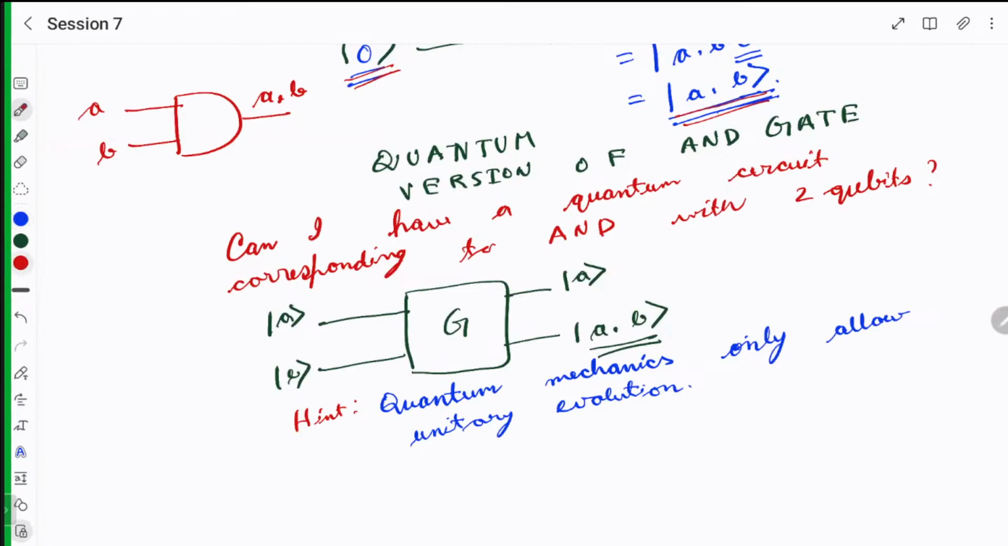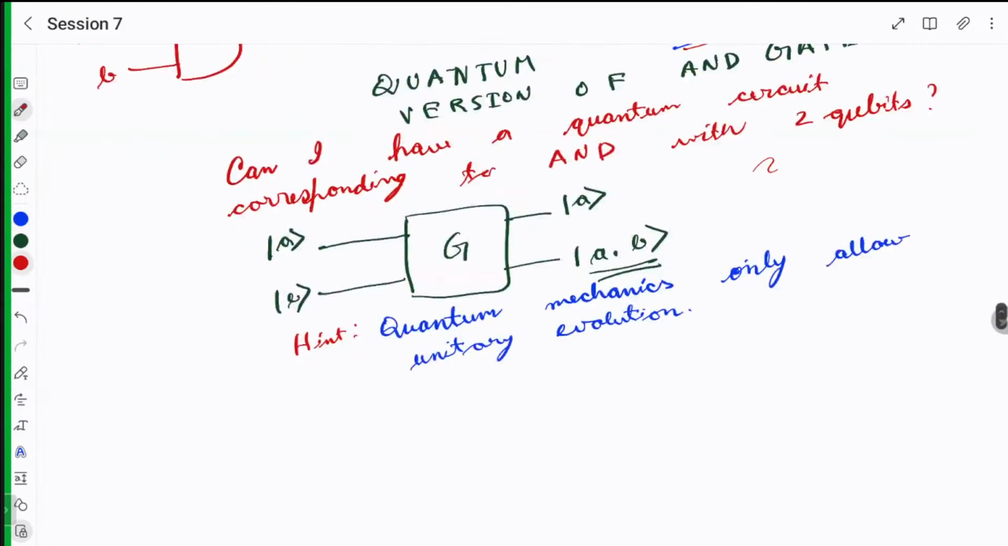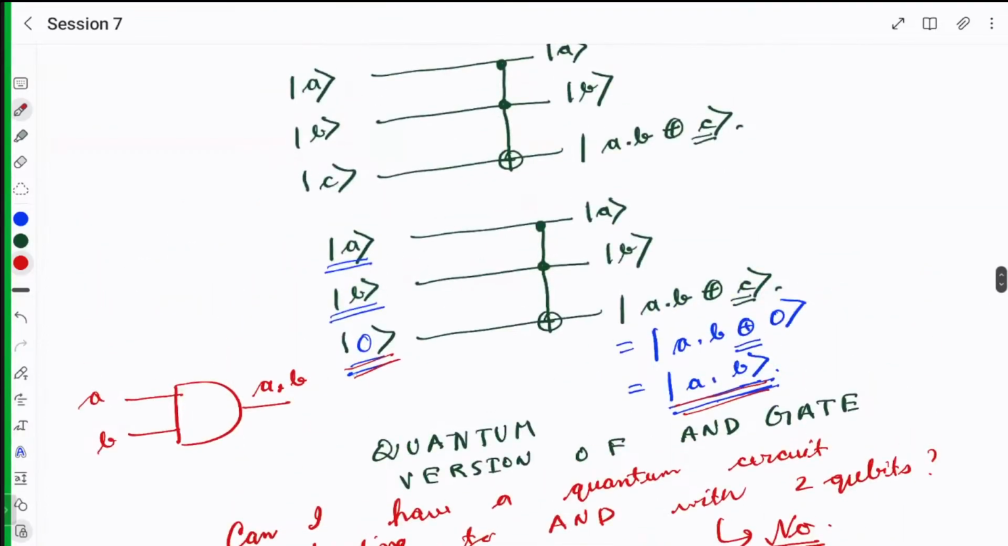Okay, let me say that the answer is no. You cannot have a quantum circuit corresponding to AND with two qubits. Now, given that I have said that the answer is no, can you guess the reason why you cannot have this? Why do you need the Toffoli gate in order to have the AND gate? Why do you need three qubits?